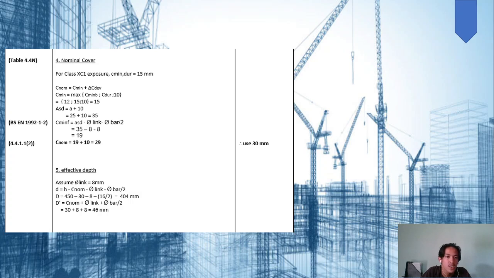Okay, for the nominal cover Cnom, we calculate and get 29, and then we will consider using 30 millimeter. And then we calculate the effective depth, and we get 404 millimeter. And for d prime, we get 46 millimeter.